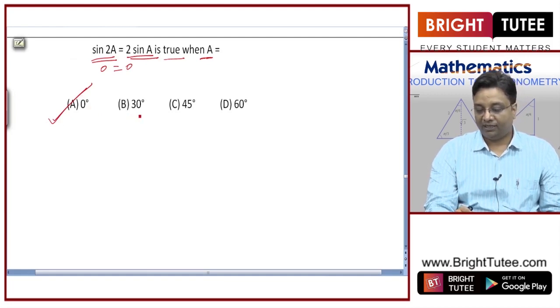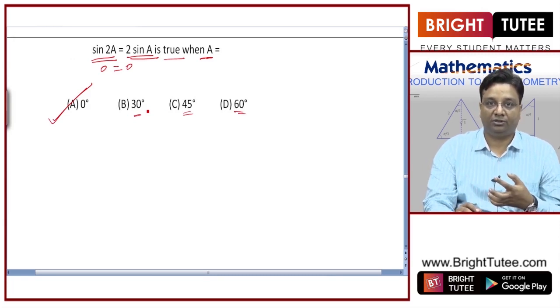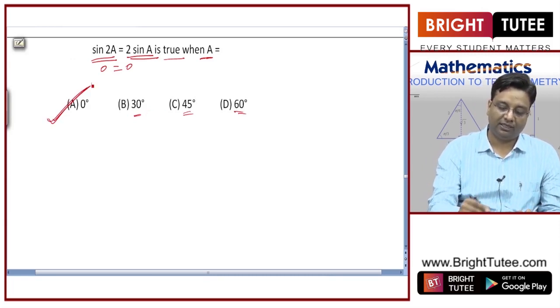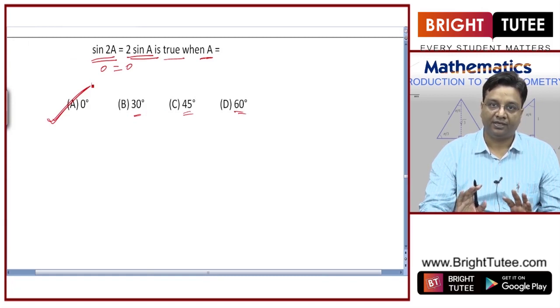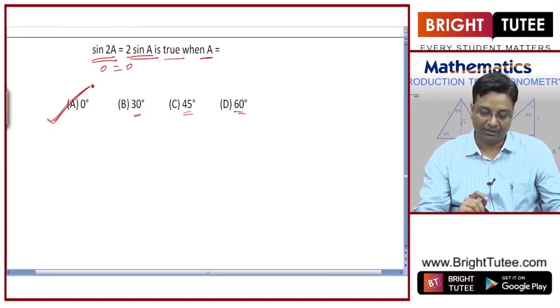We can look at other options also. We can put these options and see why these are not correct options. But in your exam, you can just click this option. This is your answer, right? Because this is a single correct type of question.